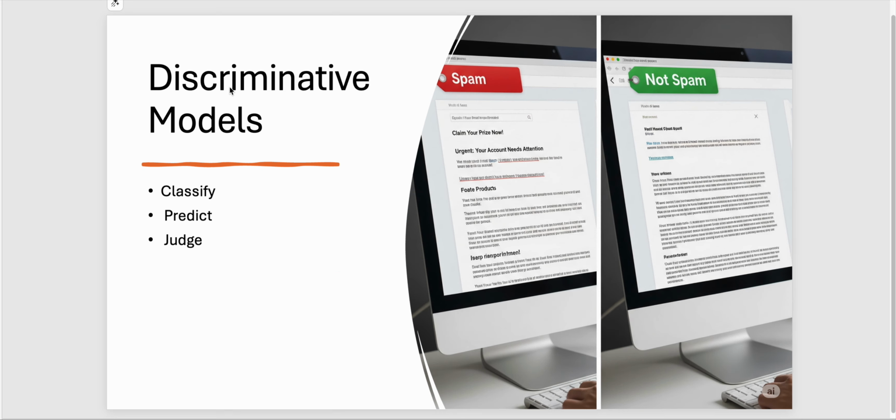Let's start with what is a discriminative model. Discriminative models are about classification and prediction. They take input data and try to figure out the right label. Example, a spam filter. You give it an email. It looks at the words, sender and structure. It decides spam or not spam. It's basically drawing a boundary between categories, like separating cats from dogs or spam from real messages. So, discriminative models are like critics. They look at something and judge where it belongs.